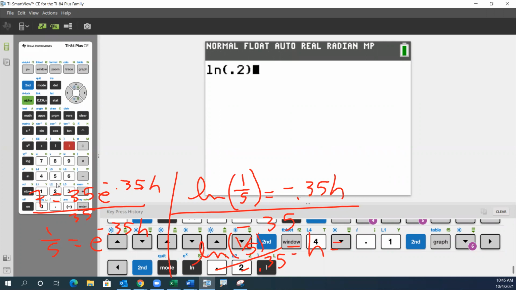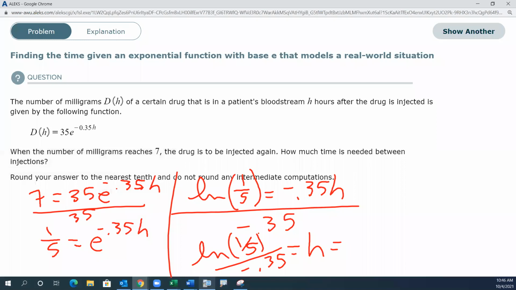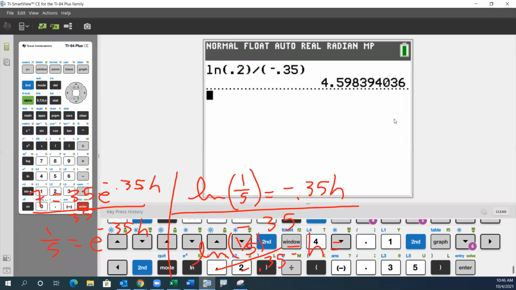Okay, and then divided by negative 0.35. And yeah, okay, so 4.598. Did it say how to round it off? Nearest 10th. Okay, so to the nearest 10th, yeah, 4.6, just as we expected from the table.